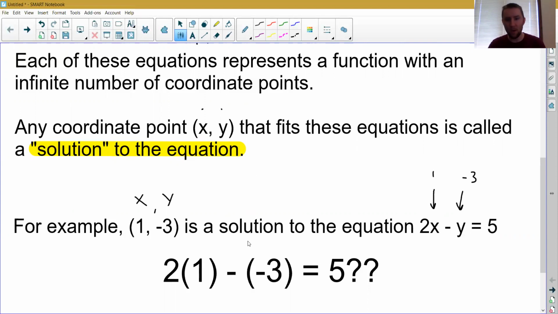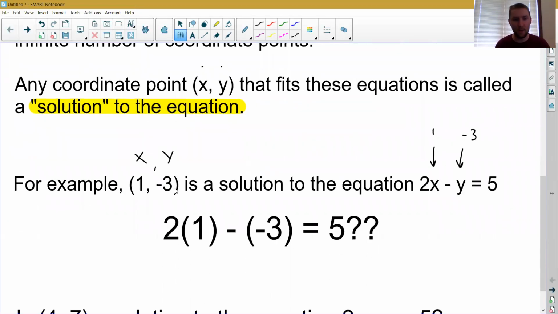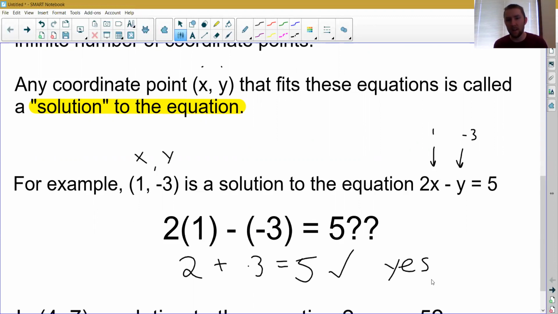So I plug 1 in for x, and that now says 2 times 1, instead of 2 times x. And 2 times 1 is 2. And then it says minus a negative 3 because that was the value I put in for y. So 2 minus negative 3. Well, minusing a negative is really adding a positive. So this is really 2 plus 3. And 2 plus 3, last I checked, does equal 5. So the answer here is yes. Yes, this is a solution.